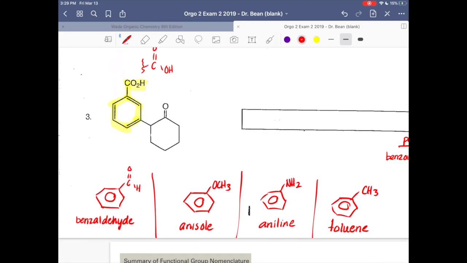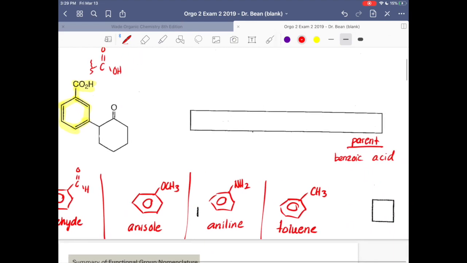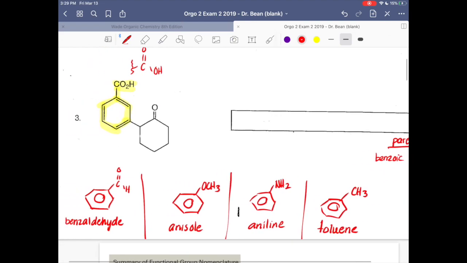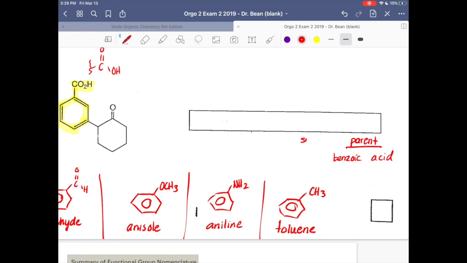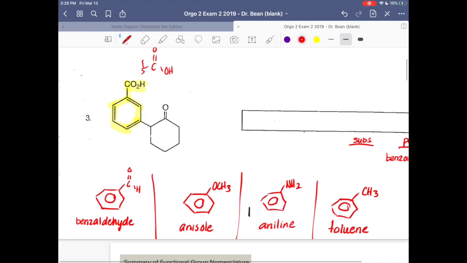But look in the book for any others. Now that we established that that is benzoic acid, we can move forward and think about our subs and also the numbering of this ring, which I should do first actually. So what's gonna be our number one? Well, it has to be in regards to the parent, right? So our parent is the carboxylic acid, so that's gonna be our number one right there.